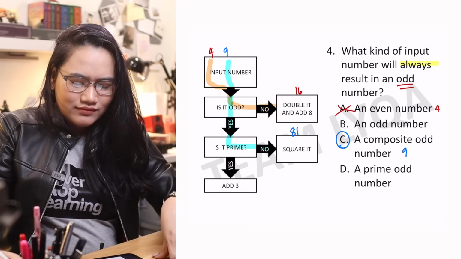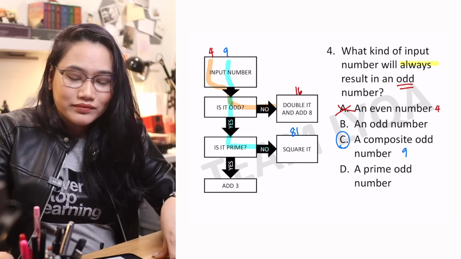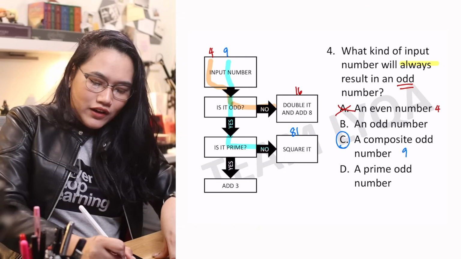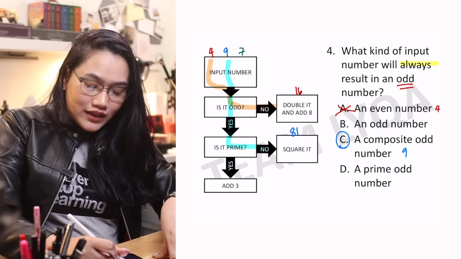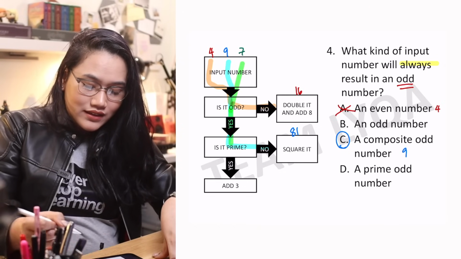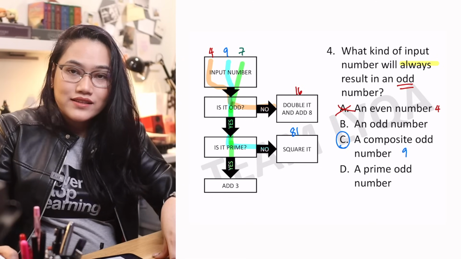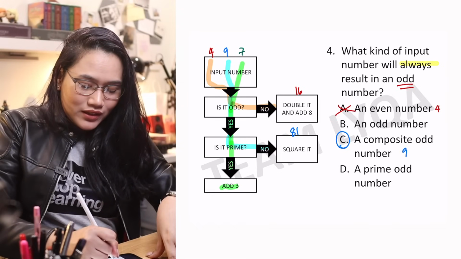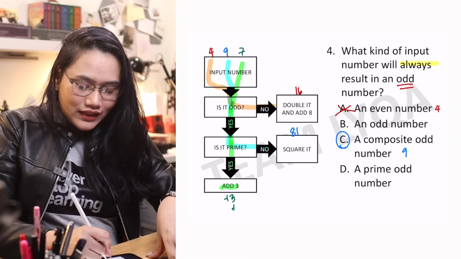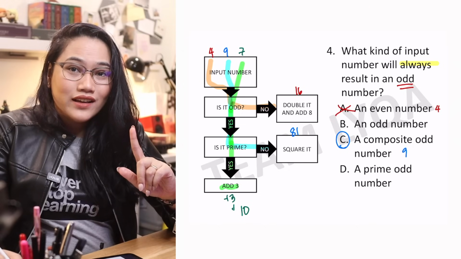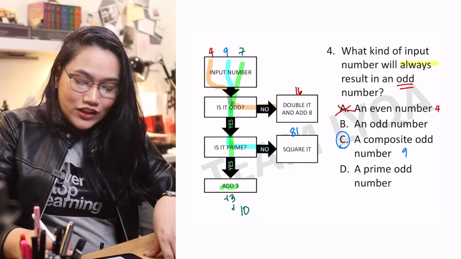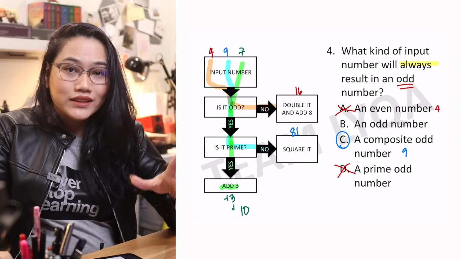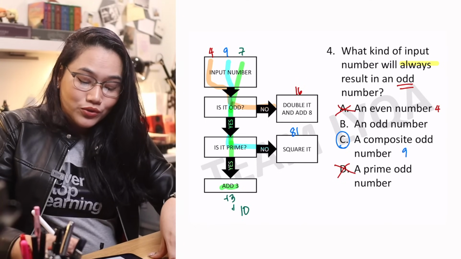Now, the next question would be, paano yung prime odd number? Ano ba example ng prime odd number? Let's choose 7. If I input 7, magpo-flow tayo ng, is it odd? The answer would be yes. Is it prime? It would be a yes. And when you add 3, that is where it gets tricky kasi 7 plus 3 is going to give you 10. 10 is an even number, which means hindi totoo yung letter D.